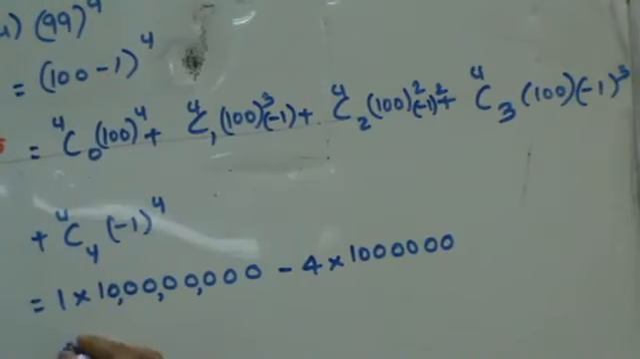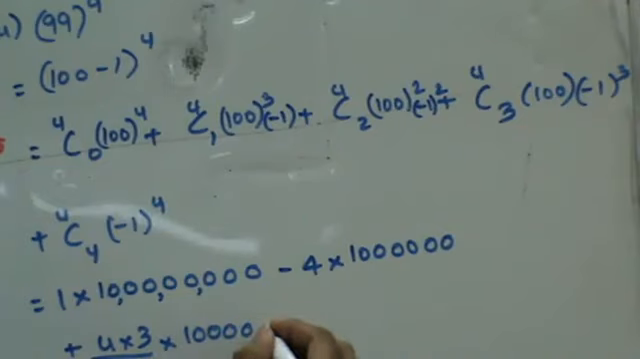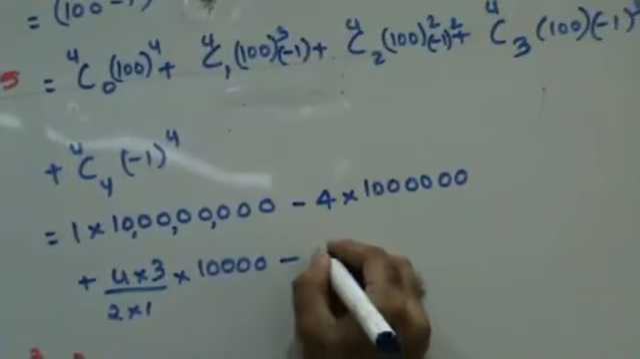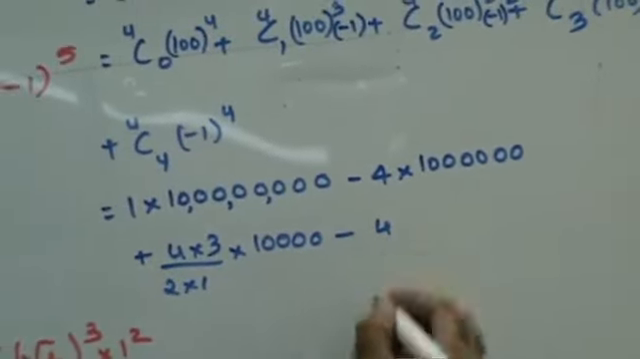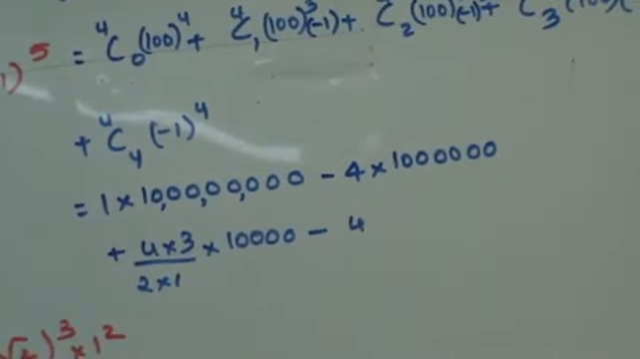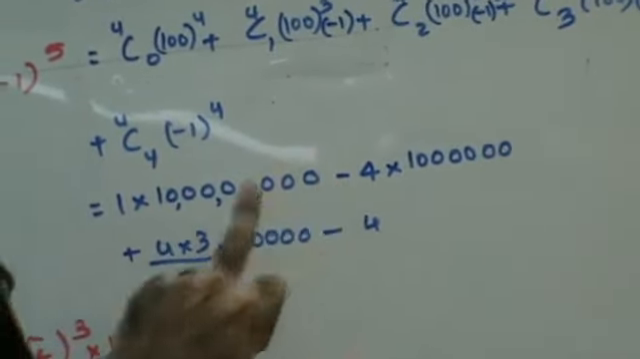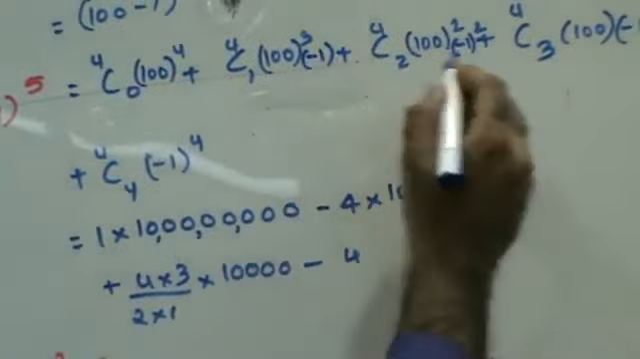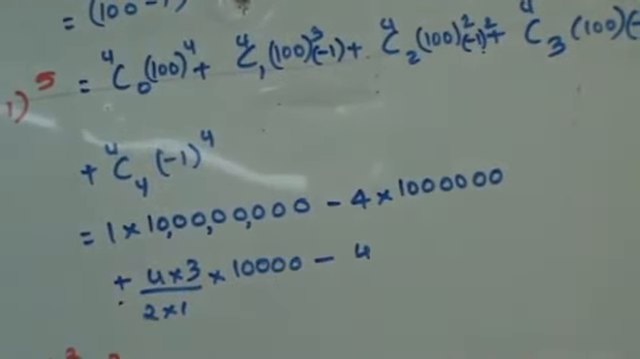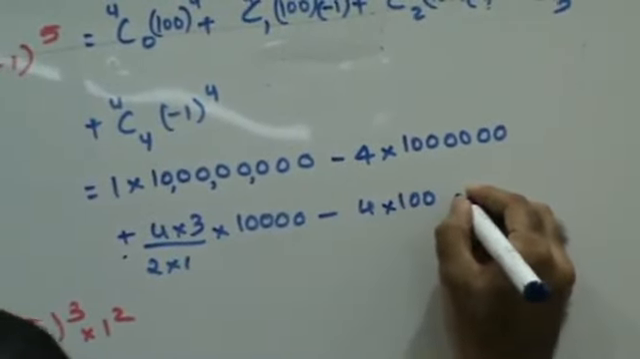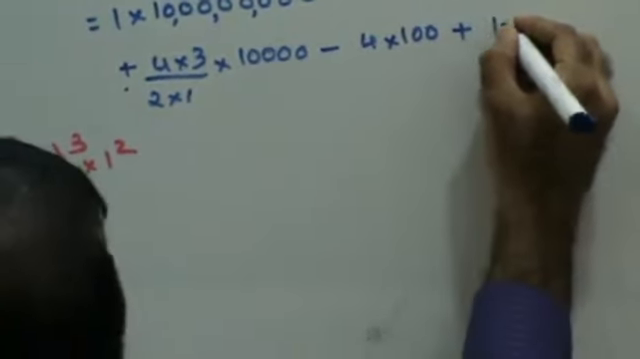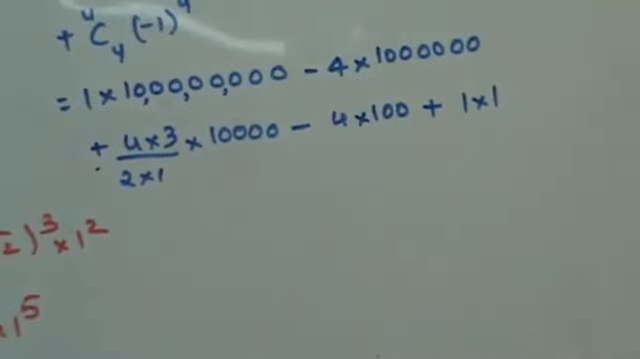Plus 4 into 3 upon 2 into 1, 100 square, 4 zeros. Minus, because minus 1 cube will give you minus. C4 of 3 is 4. Minus 1 square, so I'll write it plus. 4 into 100, plus C4 of 4 is 1, minus 1 raised to 4 is 1.